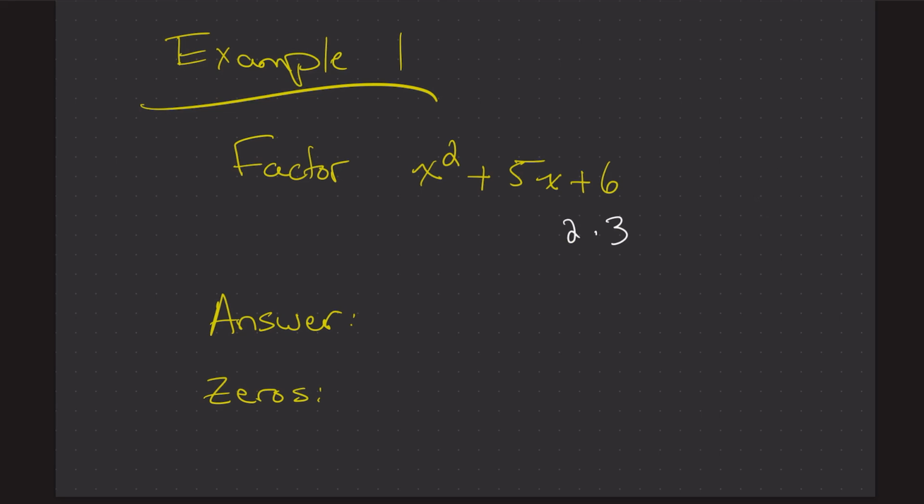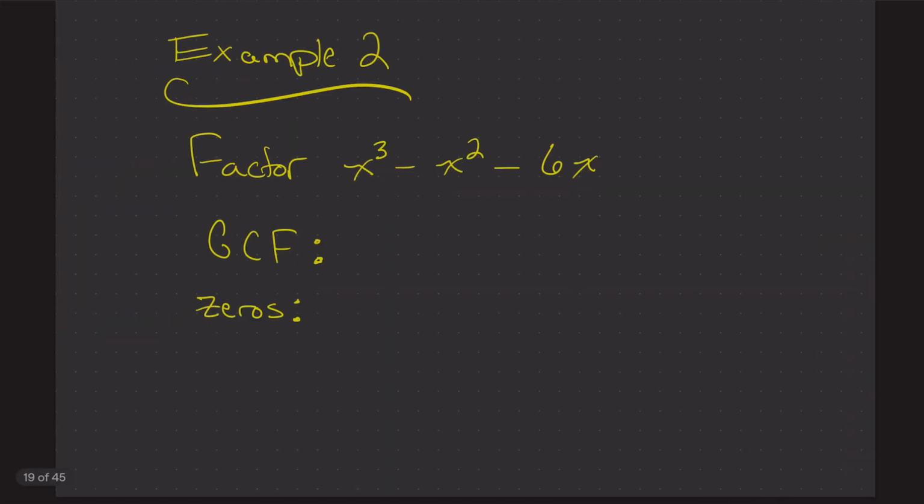Our answer is going to be x plus 2 times x plus 3. Always set it up in the way where you have your parentheses, then you have your x values, because when you have a quadratic, this is always going to be the setup. The zeros are what? Setting each of these to 0, we get x equals -2 and x equals -3 when we solve them algebraically.